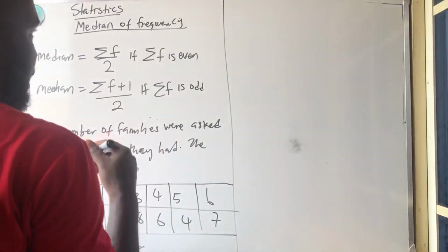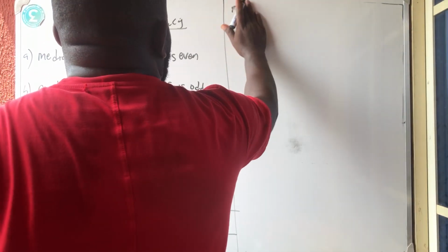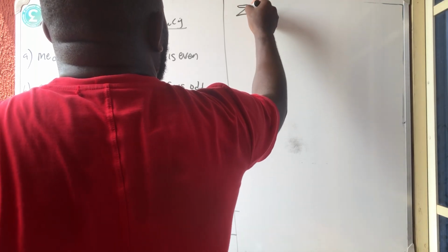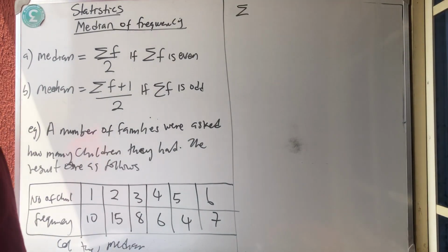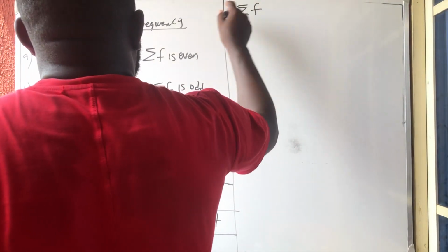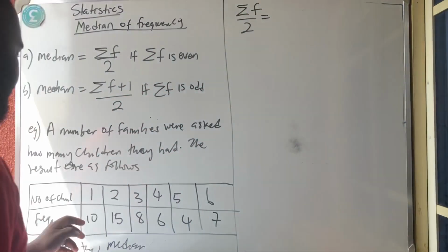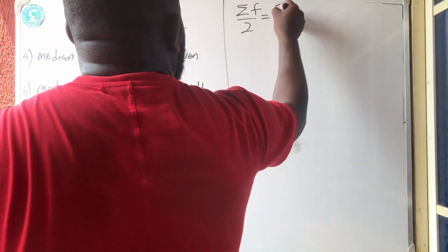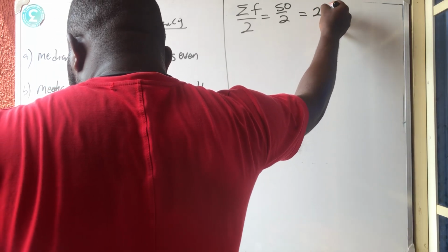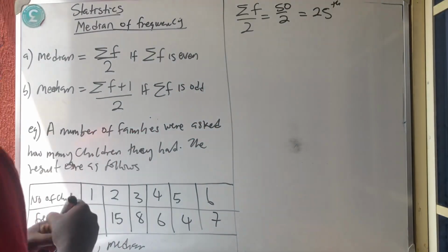To get the median, first of all, before we get the median, we find where the median will fall. That is the first thing you will get: summation f divided by 2. And summation f is simply adding all your frequencies. I'm having 10 plus 15 plus 8 plus 6 plus 4 plus 7. So I'm having 50. 50 divided by 2, I'm having 25. It's falling on the 25th.